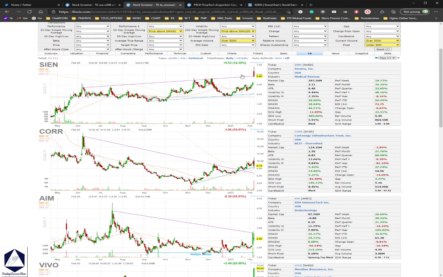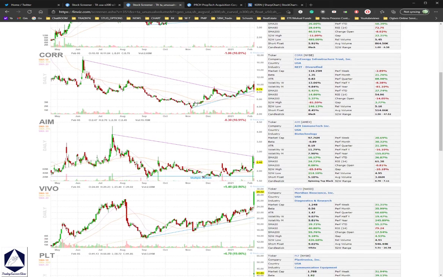So this, I'm gonna keep it in my back burner because I do like the chart. I do like it, and see if we can consolidate around this area and don't push back down, I think we should go. Okay, so we also have CORR.